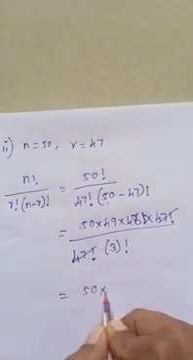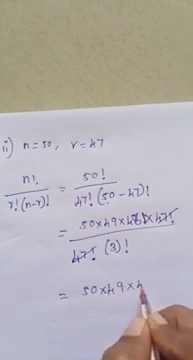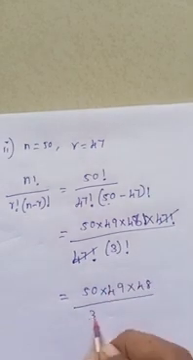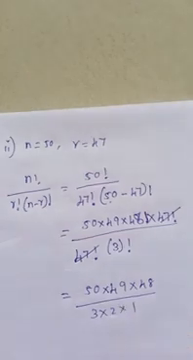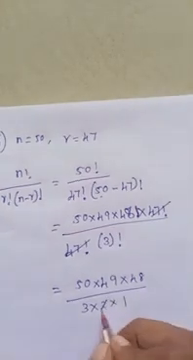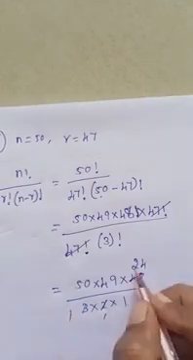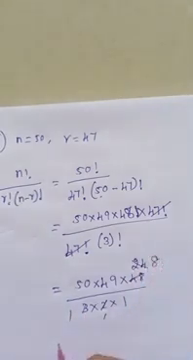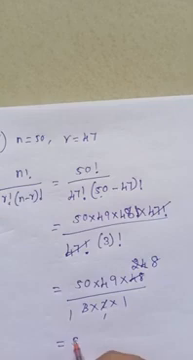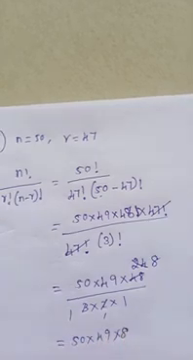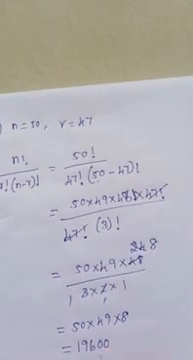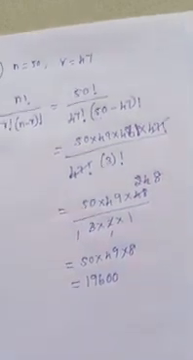Now 50 into 49 into 48 by 3 factorial, 3 into 2 into 1. I hope this will be easy to divide. 24. Now 1 3 is 3, 8 3s are 24. So 50 into 49 into 8. So when we multiply, we will get 19,600. Is that clear?